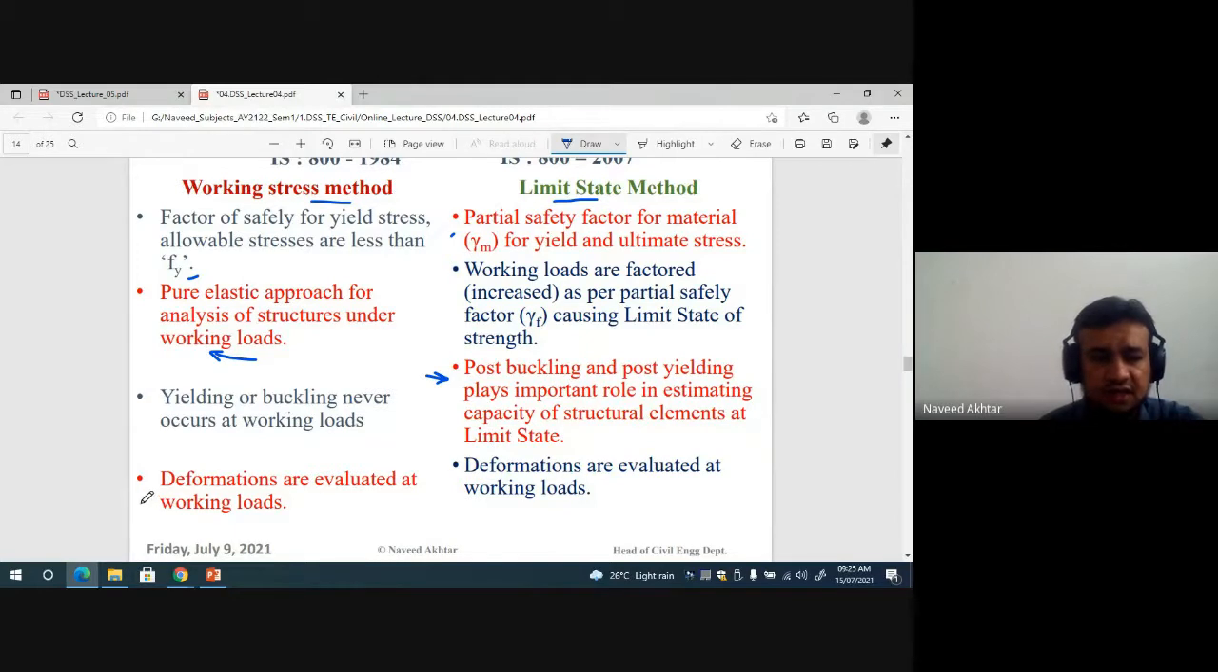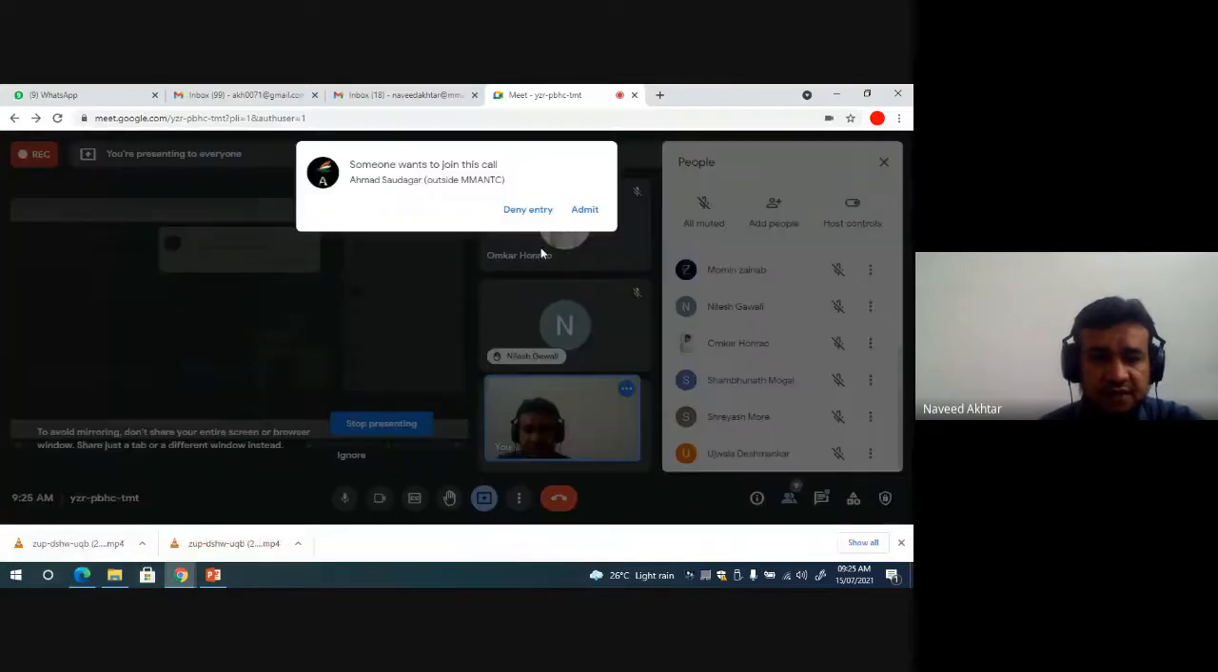And then deformations are evaluated at a working load. Here also the deformations are evaluated at a working load, and there is no difference in both the limit state method and the working stress method. The deflection or the deformation checks are based on the working load only. That should be kept in mind.